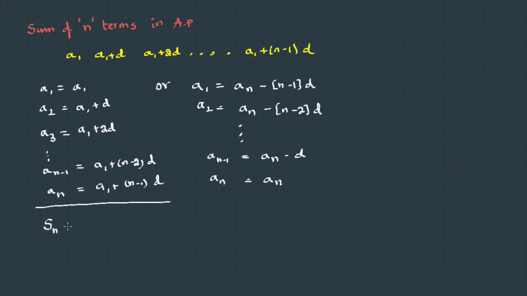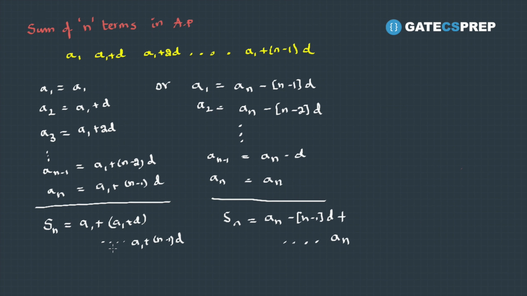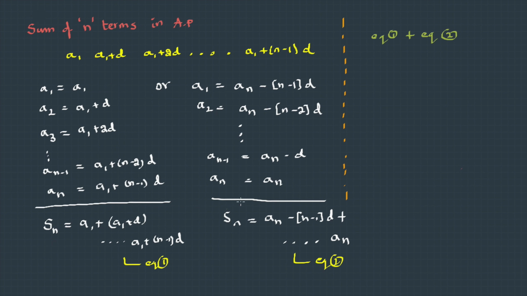So Sn, which is this. On the same lines, if I do the summation over here also, even this becomes Sn, which equals this. Let's assume that this is equation 1 and this is equation 2. Now when we add both, equation 1 plus equation 2, on the left hand side we have Sn and Sn. So it becomes 2 times Sn.